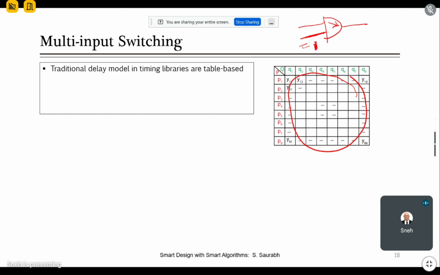That is a non-controlling value. The side input is at a non-controlling value, and the main arc is having a transition from 0 to 1 or 1 to 0, and based on this the timing model is made. This is what is known as the single input switching model, right? Now what can happen in real life is that the transition can happen at both the inputs at the same time, and if that happens the delay model will have errors, right?